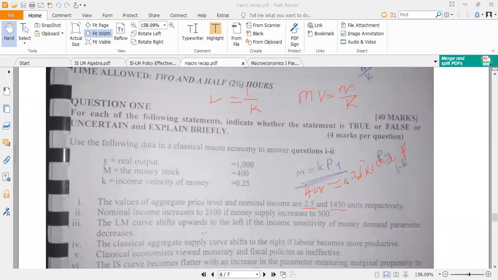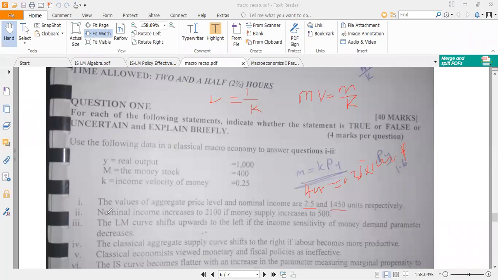And then the explanation is just the math that you do. Do the math to prove that the price is not 2.5 and that Y2 is not 1,450. I hope we understand.